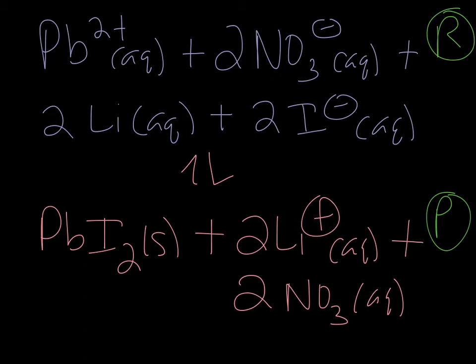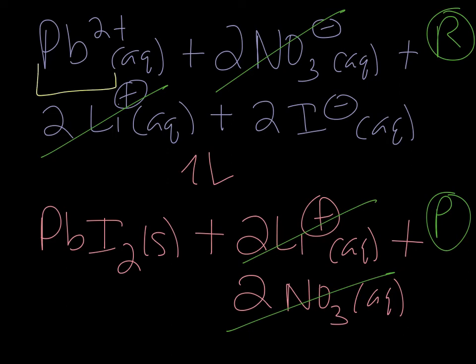If I look through here, I've got 2 nitrate ions on the reactant side right here, and I have 2 on the product side, so I can get rid of those. Same with the lithium ions. Oops, I dropped my charge there. Let's put our charge on our lithium ion there. So there's 2 lithium ions aqueous on the reactant side and 2 on the product side. Your net ionic equation is going to be what is different. Really what happened is lead aqueous combined with iodide aqueous to make lead iodide solid.